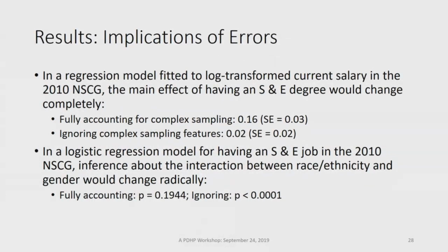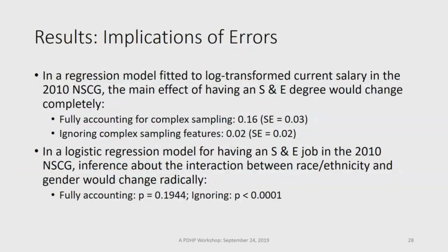So if you ignore these design features entirely in estimation, you would write in your paper, unfortunately in this population, it doesn't seem like having a science and engineering degree matters for current salary. Then you get all these letters to the editor saying, what are you talking about? Like, we have this huge scope. You know, you can see where this goes. As they can emerge. Okay?